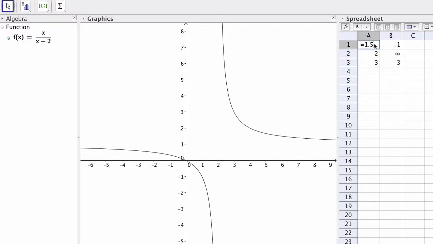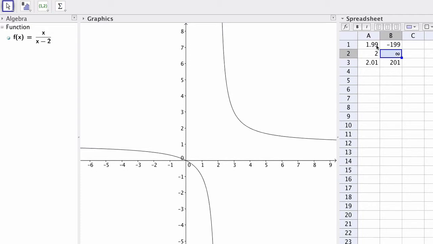Let's go 1.5, 2.5, okay, negative 3 and 5, 1.9. 1.9 is negative 19. So these numbers, 2.1, are actually getting further and further apart. 1.99, almost 200, and 2.01, 200 as well. So these are not approaching a number.